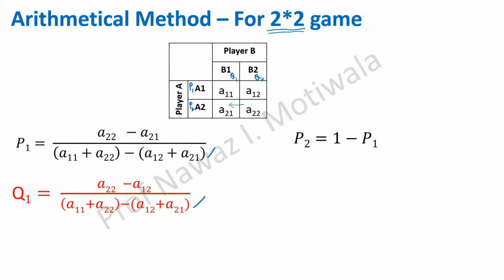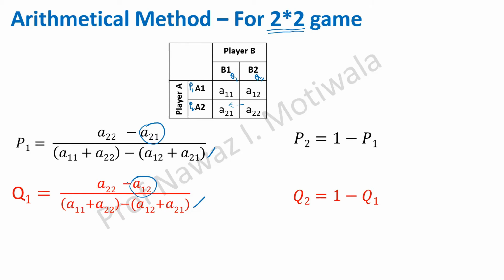Just what is the change? In place of A21 here, it is A12. That's it. Only this is the change. In place of A21, it will be A12. Now, similarly, as we have found out Q1, we can find out Q2 directly by 1 minus Q1. So with these formulas, we have found out the probabilities or what will be the chances that player A and player B will be playing strategies P1, P2 and Q1, Q2 respectively.